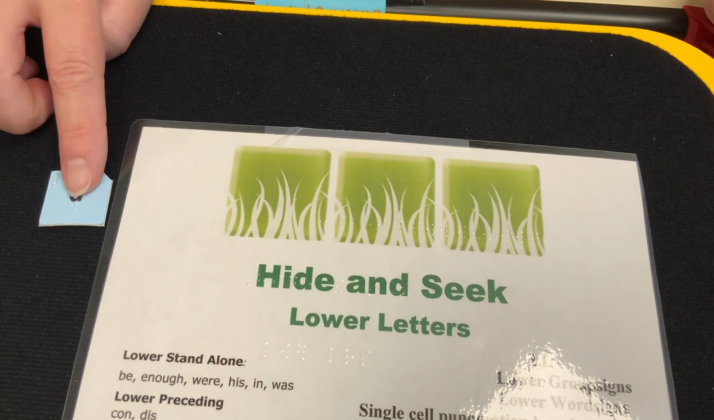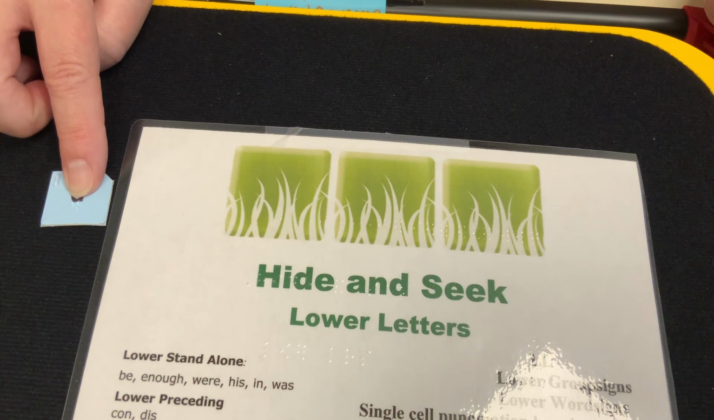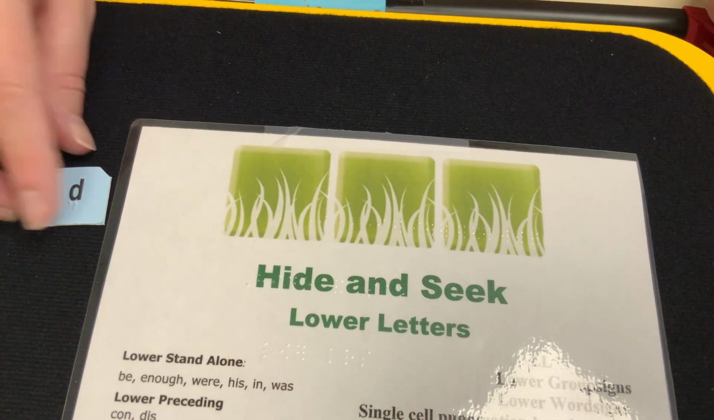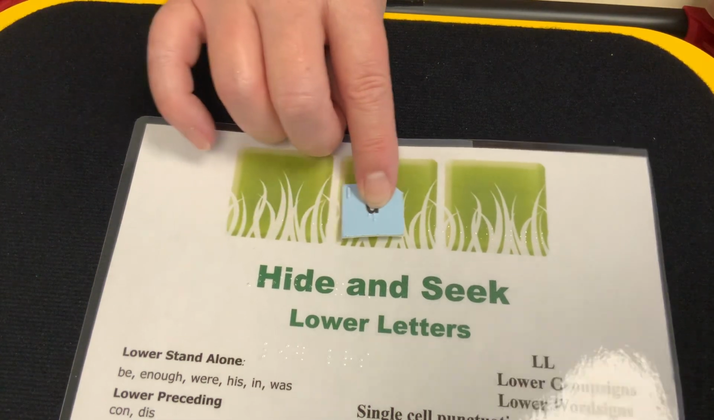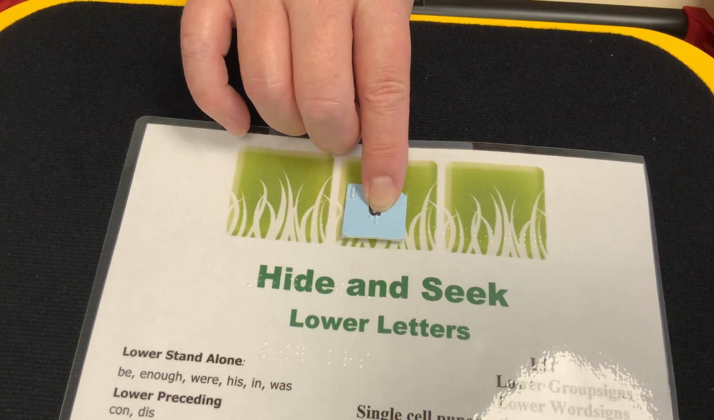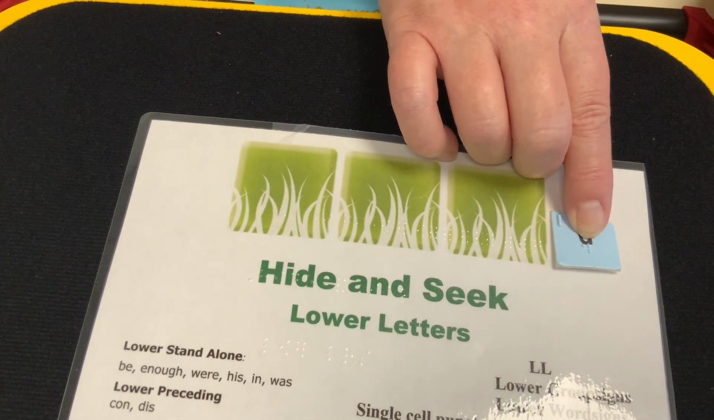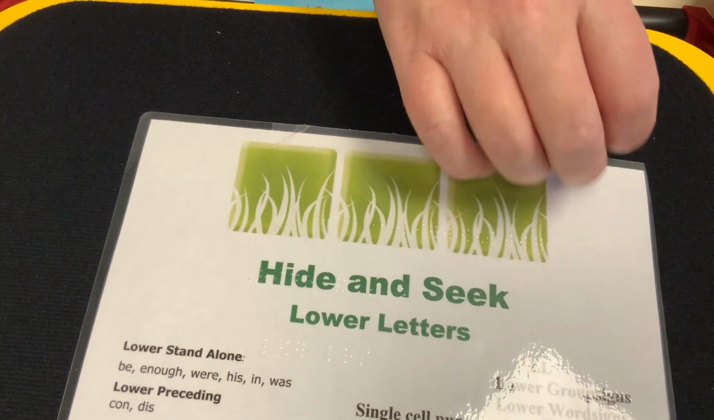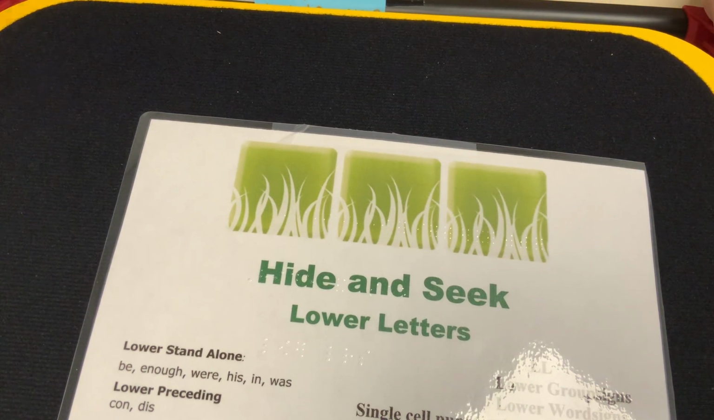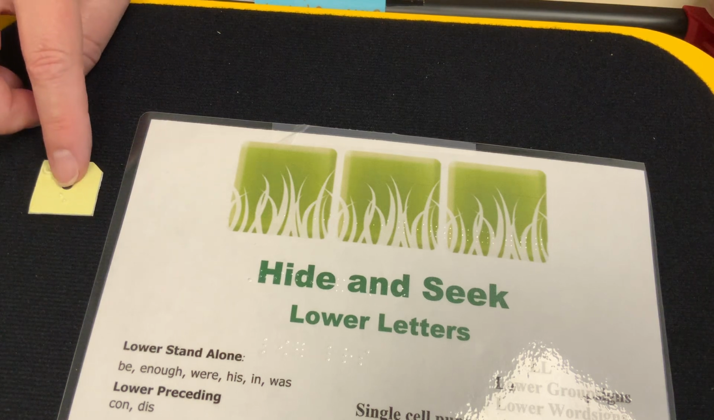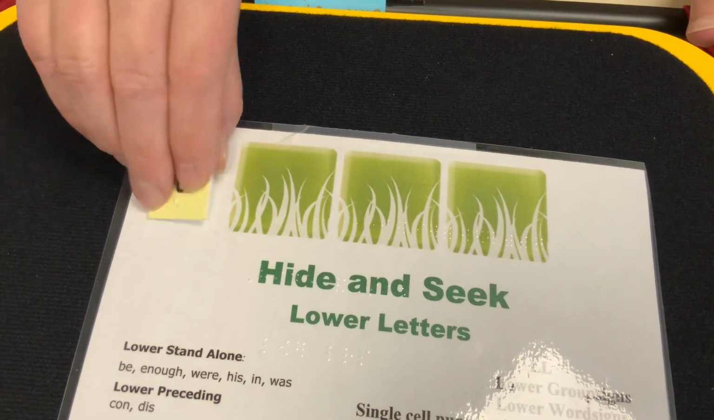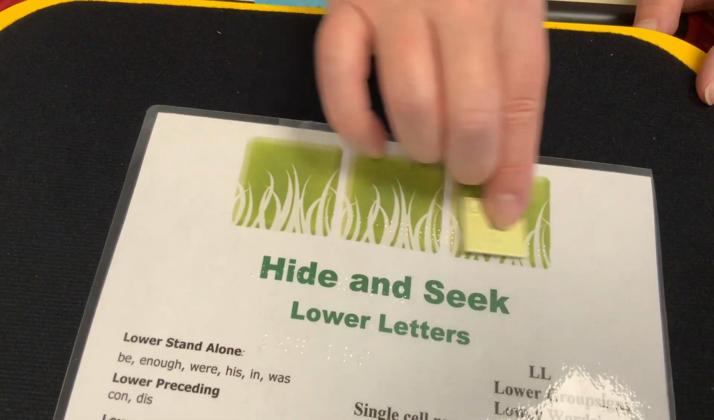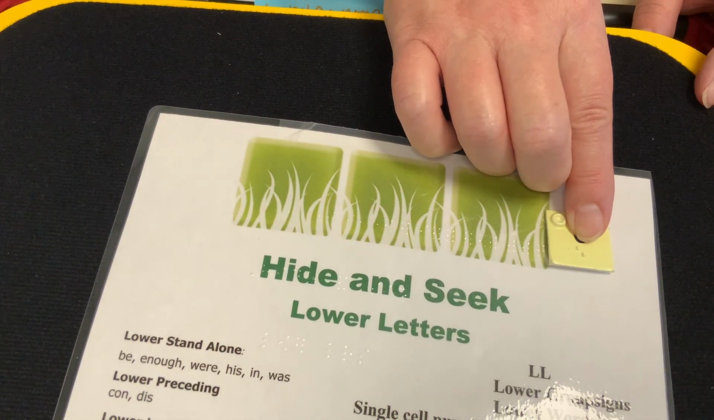So this is a D. I tell them it's dots 2, 5, and 6. So it's nothing on its own. In the front of a word, it's D-I-S. In the middle of a word, it's a period. In the end of a word, it's a period. This is E. I tell them that it's dots 2 and 6. Dots 2 and 6 by itself is the word enough. When it's in the front, middle, and back, it's the letters E-N.